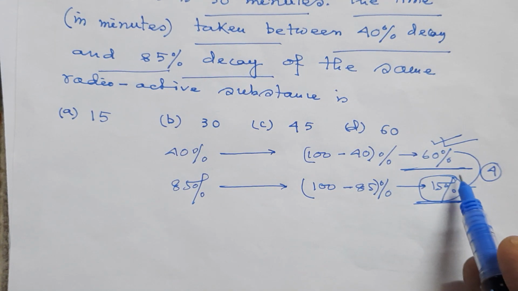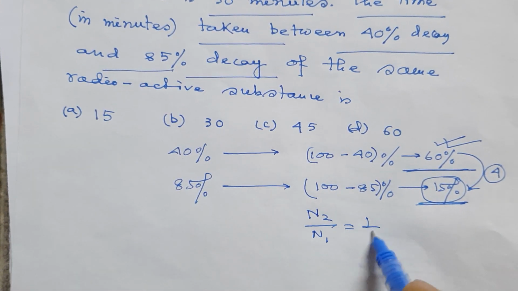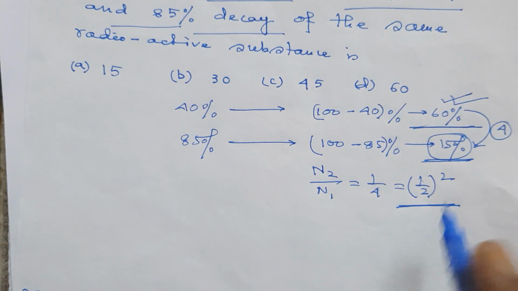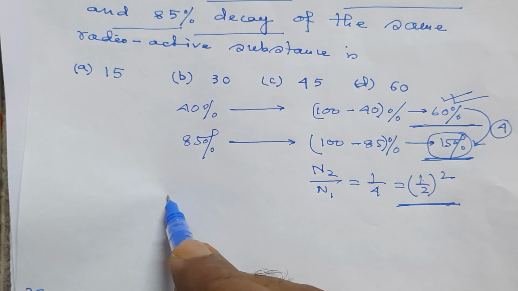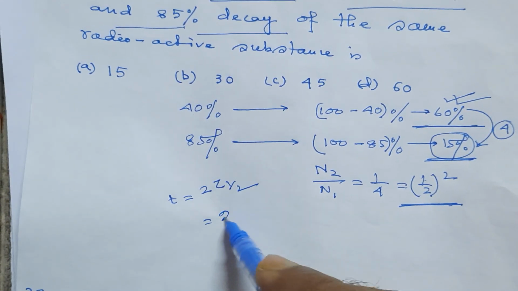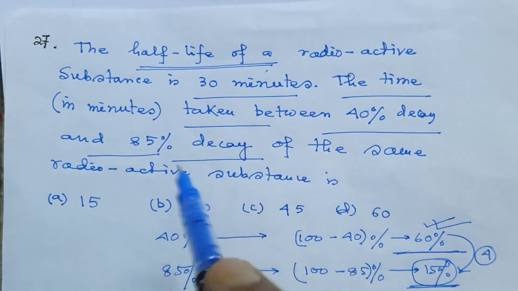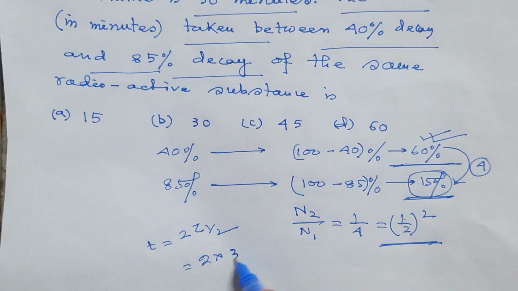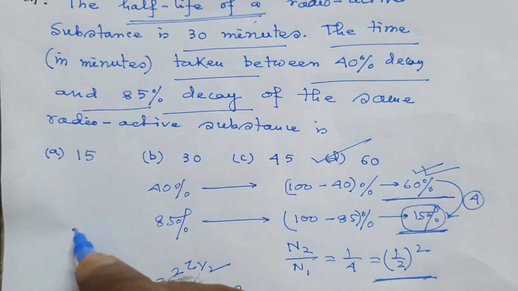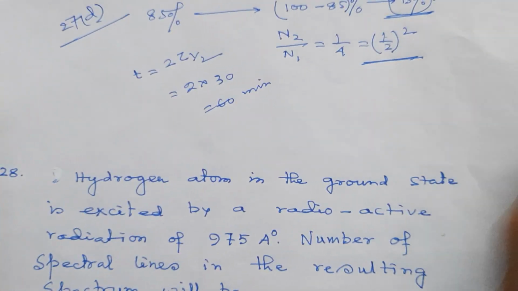So N2 by N1 equals 1/4, that is (1/2) to the power 2. So we have spent 2 half-lives. So the time taken T equals 2 into T half, and the half-life is 30 minutes. So 2 into 30 minutes equals 60 minutes. So D is the correct option for question number 27. 27D is the correct answer. Let us go to the next question.